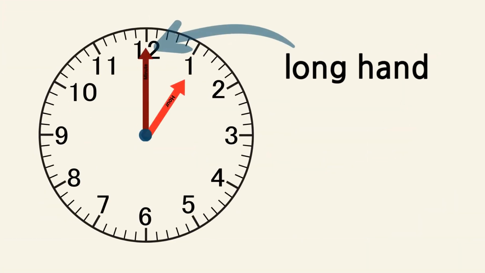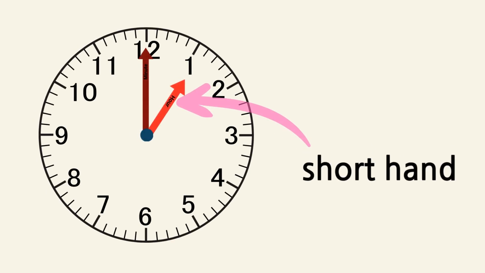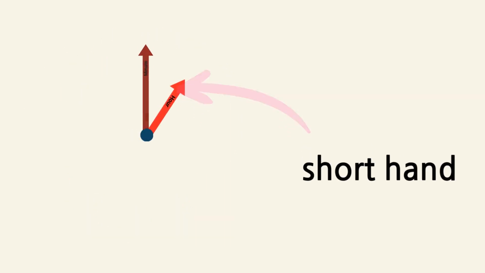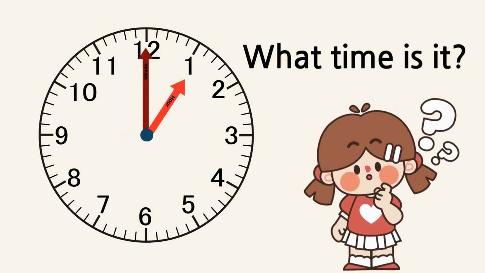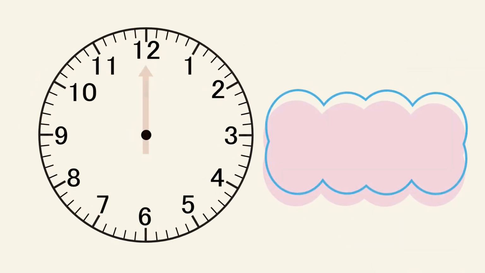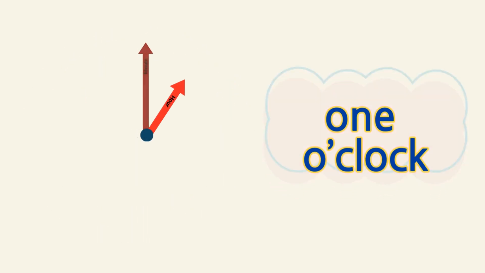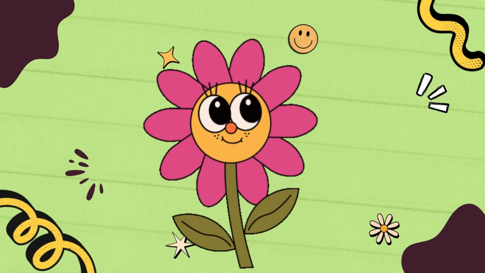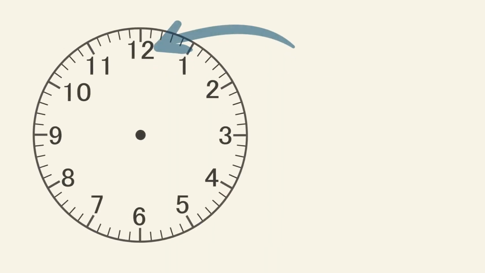The long hand is on 12, and the short hand is on 1. What time is it? Ding dong dang. It's 1 o'clock. Oh, I see. It's not difficult at all.